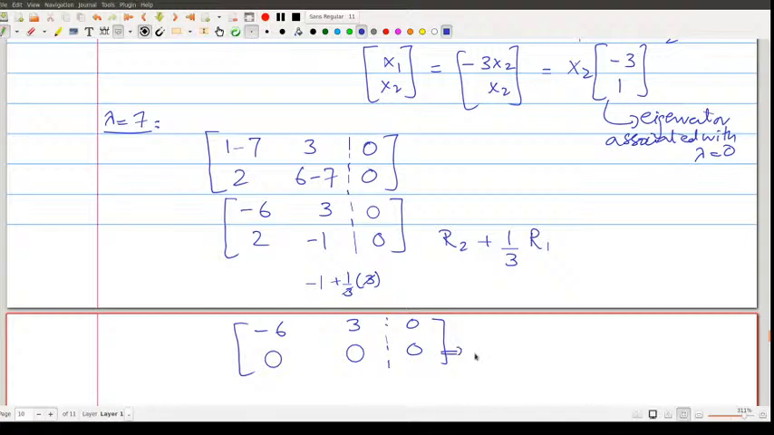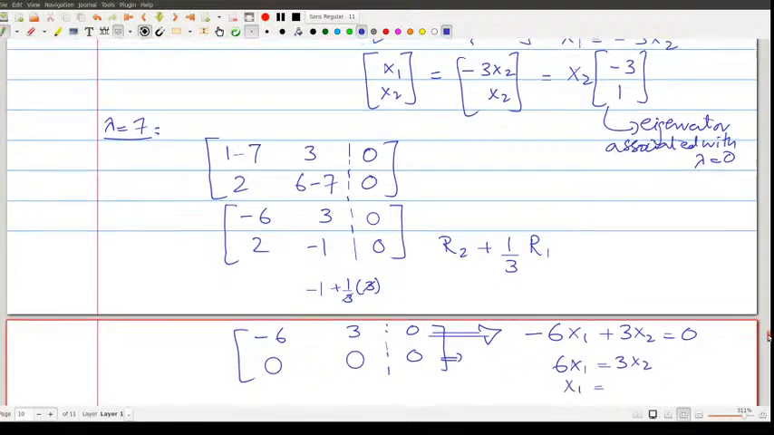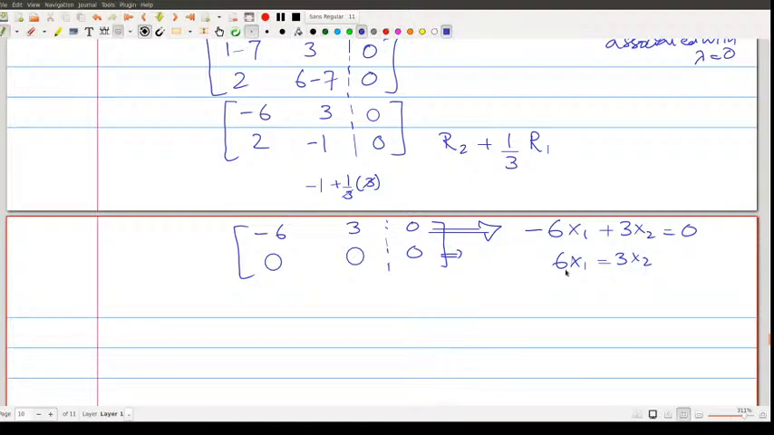So again, nice little equation, turns out to 0. What is this equation telling me? It's telling me minus 6x1 plus 3x2 is equal to 0. The solution to which is, well, 6x1 is equal to 3x2. Let's say 3x2 is 6x1. So x2 is really 2 times x1.